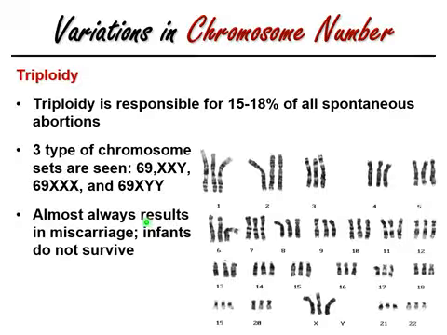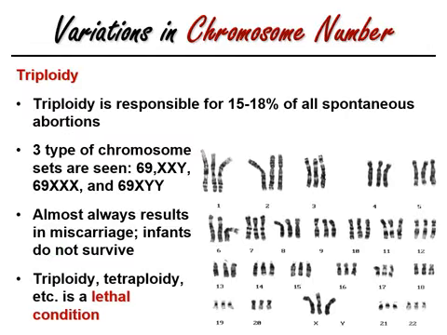And so almost always this results in a miscarriage. So usually the fetus is not born, but if you do have a live birth, again, the infants do not survive. And so triploidy, tetraploidy, all of these conditions are lethal. So polyploidy is lethal in animals.